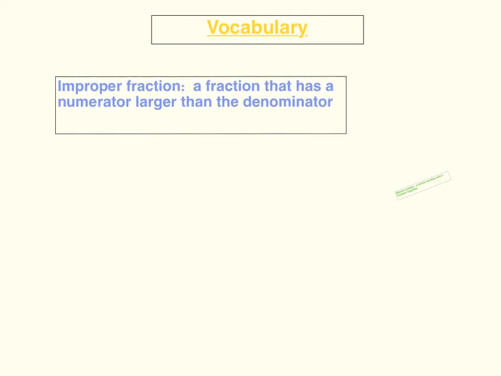So, of course, our first one is improper fraction. An improper fraction is a fraction that has a numerator larger than the denominator. For example, 9/2 would be an improper fraction.